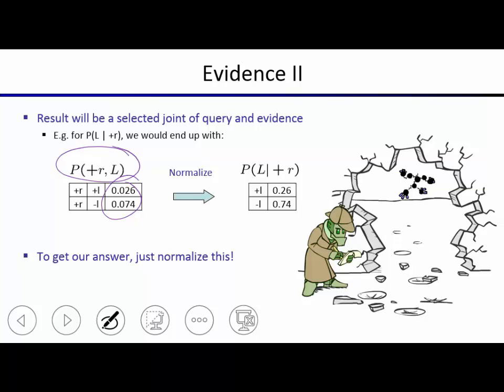All right, let's take a short break here, and after the break, we'll see some more properties of variable elimination. All right, let's restart. Any questions about variable elimination?